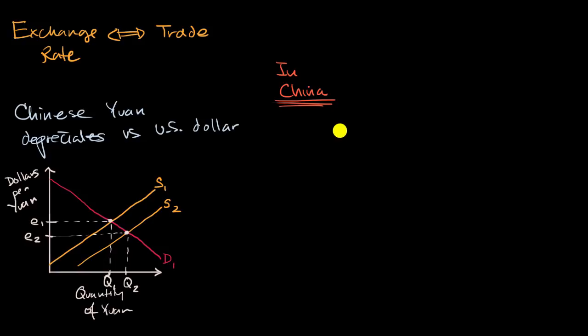So let's say you are General Motors, an American car company, and there's a car that's manufactured in the United States, and it costs $20,000. Well, in a world where the Chinese yuan depreciates versus the dollar, the amount of yuan to equal 20,000 US dollars has now increased. You need more yuan per dollar because you're in a world where there's fewer dollars per yuan. So American goods are more expensive in China.